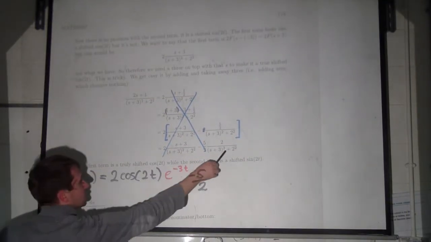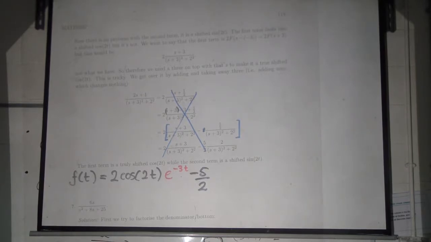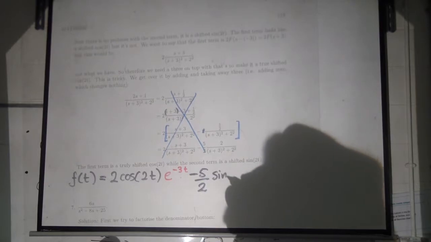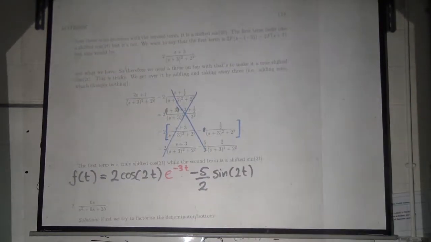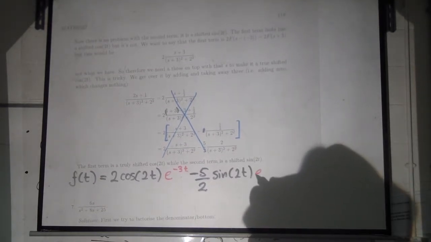What does this look like? Sine, but shifted. So bring it back as normal. What's the k? 2. 2. And it's been shifted, so what do I multiply it by? E to the minus 3t.